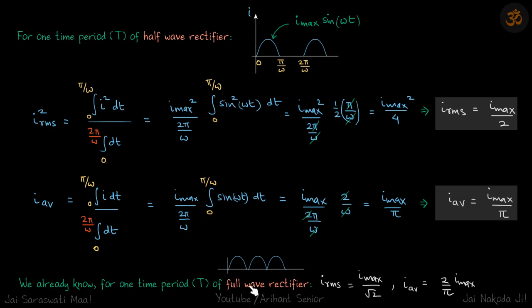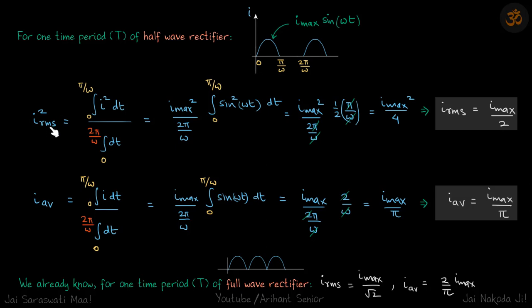For the full wave rectifier, the waveform is like this, and for half wave, it is alternate. Of course, the whole time period is from here to here. So this is 0, then this time will be pi by omega, this will be 2 pi by omega. When we are calculating I average and IRMS, we have to consider one time period. So in one time period, what is the average current and what is the IRMS current?